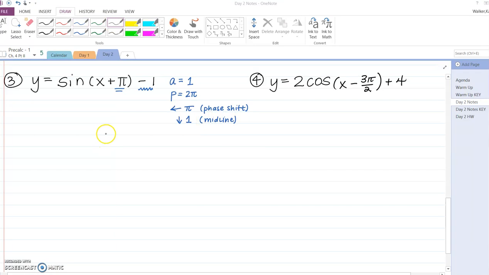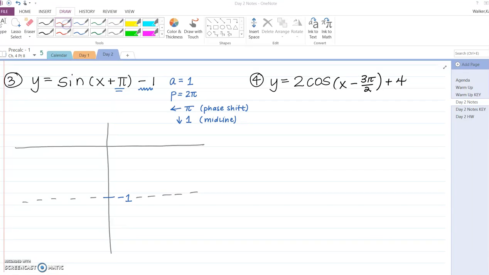So once I start graphing, because I'm moving down 1, I want to leave some space below the x-axis. So here's my new midline. Again, I use a dotted line just to help myself out here. Now I'm going up 1 and down 1, meaning I'm going up the amplitude and down the amplitude from the midline. So if I'm going up 1 from -1, I'm at 0. Down 1 would put me at -2. So my high points are going to be up at 0, my low points are at -2.